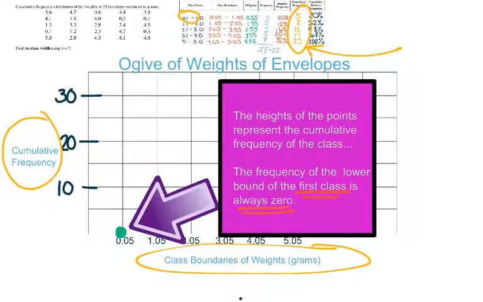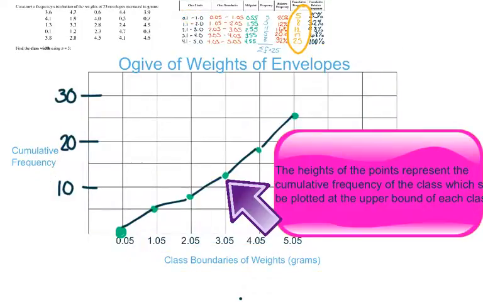So that's why the frequency of that lower bound is 0. Every other cumulative frequency will fall at the upper limit of each of the classes. So taking a look, just so that we're clear, for the first class, we had a cumulative frequency of 5. Notice that that's the upper bound of that first class. And then for the second one, we had a frequency of 8, and that was at 2.05. That was the upper limit of that second class. That is something to really keep in mind here.